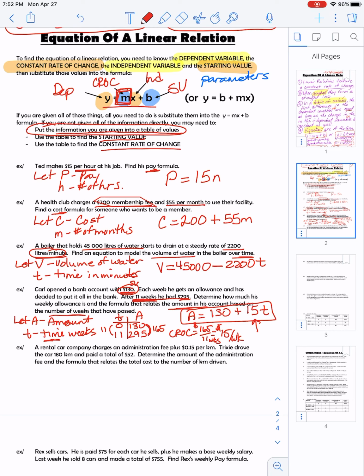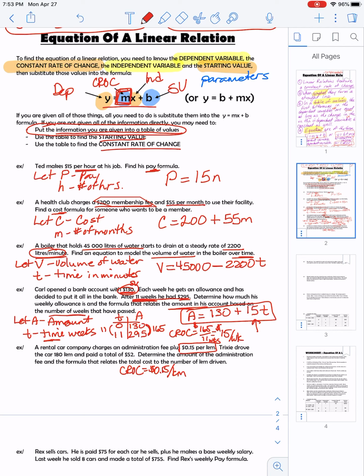So for the next one, a car rental company charges an administration fee plus 15 cents per kilometer. Well, that's the rate of change right there, so I know the rate of change. I'm going to write that somewhere here. The rate of change equals 15 cents per kilometer. Okay, so Trixie drove the car 180 kilometers and paid a total of $52. Determine the amount of the administration fee and the formula that relates the total cost to the number of kilometers driven.